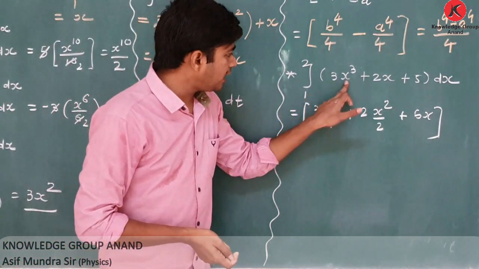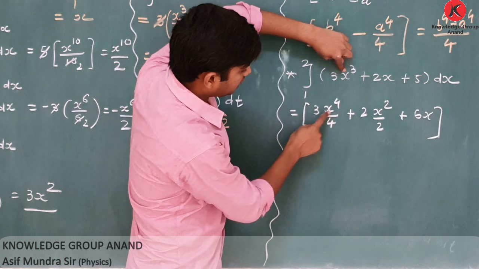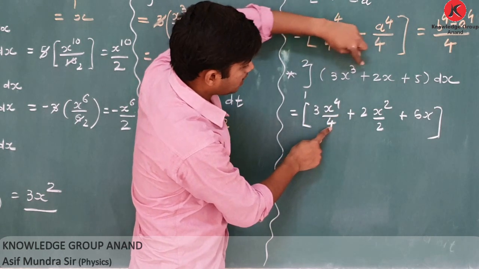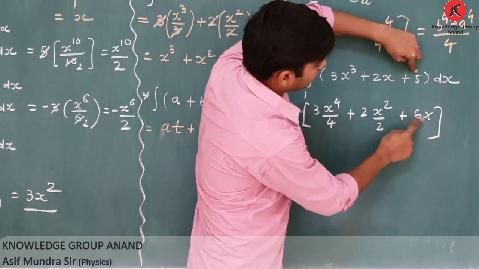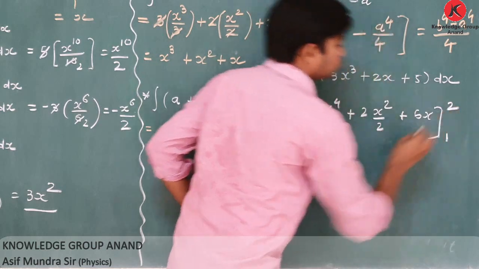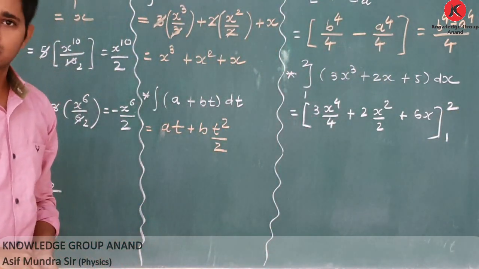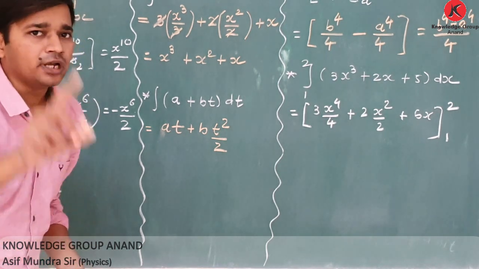Integration of 3x cube, 3 as it is. Integration of x cube, it is x raised to 4 divided by 4. Plus 2, integration of x is x square by 2. Plus 5, its integration is 5x. Limit you have to write here. It is 1 to 2. Clear? Okay. Now, how to put limit?